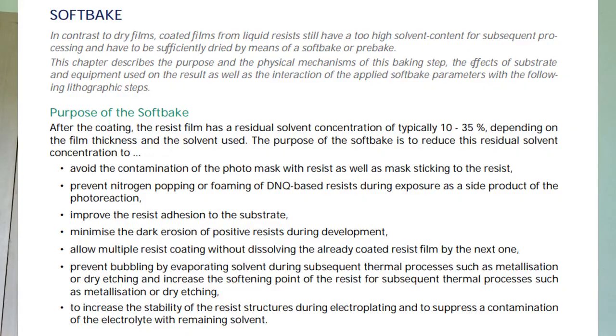In summary, soft baking is done for three purposes. One is to evaporate away the solvent in the photoresist. Second, if we want to make multiple layers of photoresist, then each layer needs to be baked before applying the next layer, or there will be a structural deformity. And third, after soft baking, the photoresist hardens so that it will not stick to the photomask.